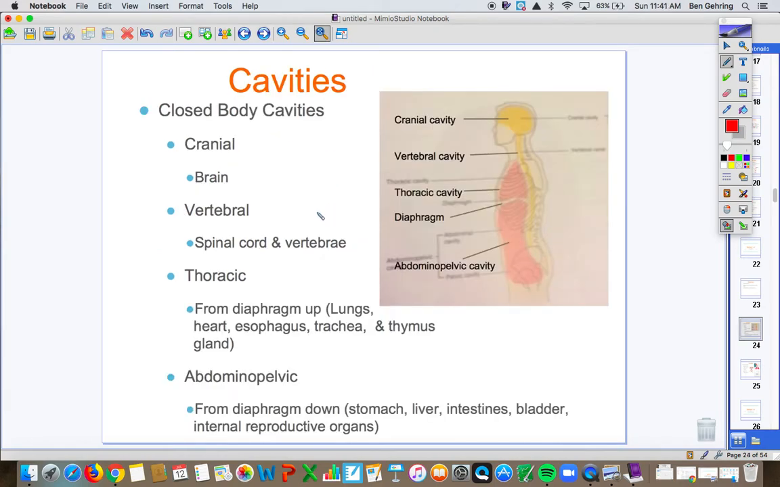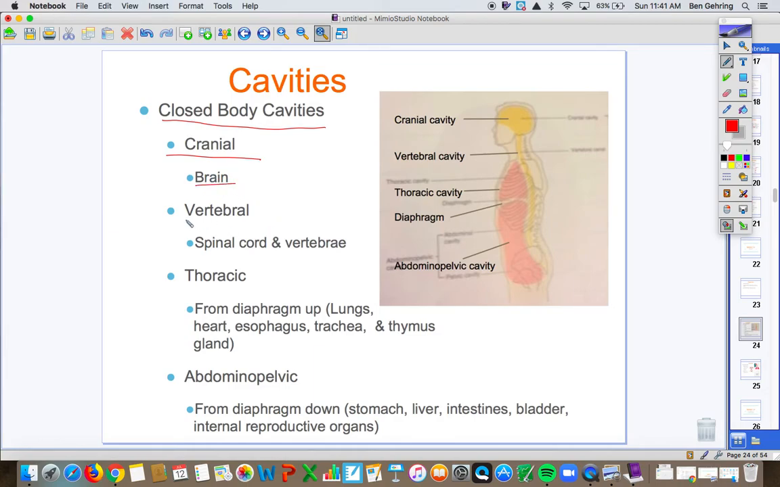So for starters, we have closed body cavities. When we refer to closed body cavities, we mean they don't have an opening to the outside. So your first closed body cavity we're going to talk about is called the cranial cavity. There is no outside opening to your brain and spinal cord. At least no planned outside opening to your brain and spinal cord. And that's by design. We want to keep these safe. This is a closed cavity, so nothing gets in, nothing goes out. This is contained.